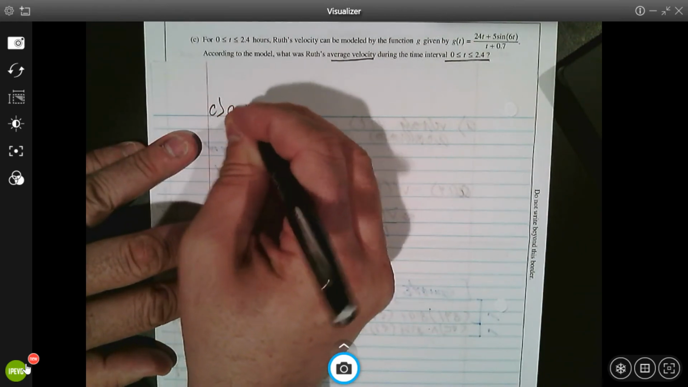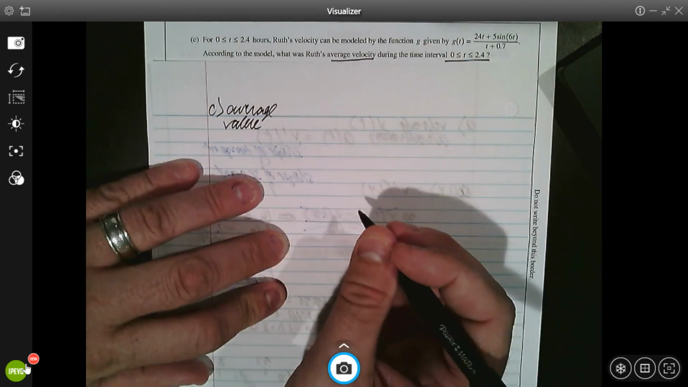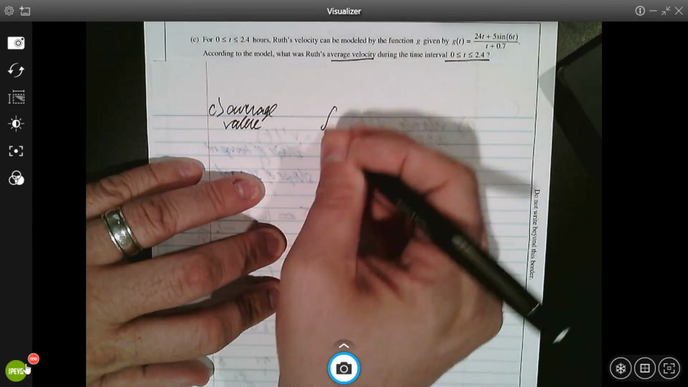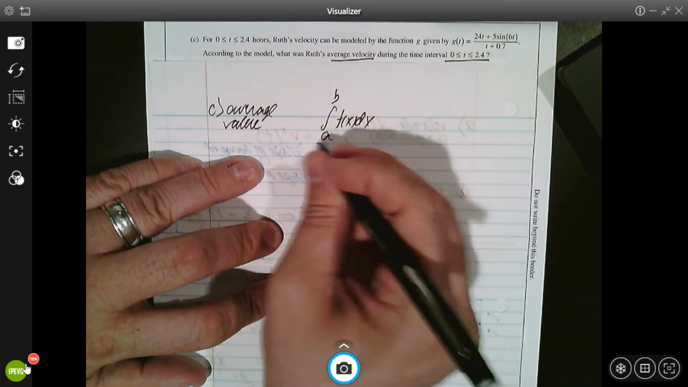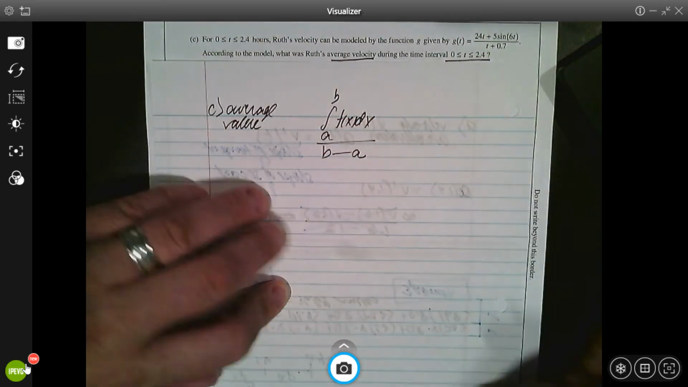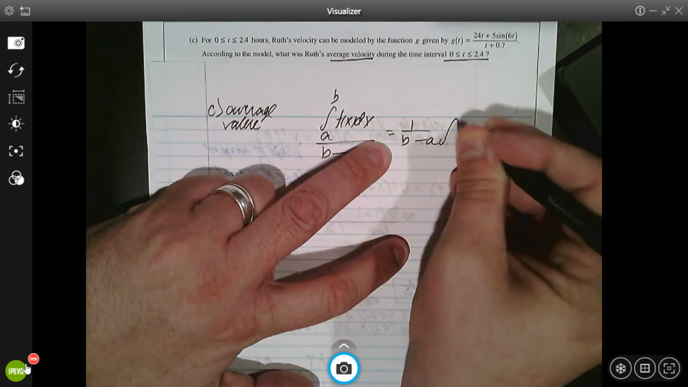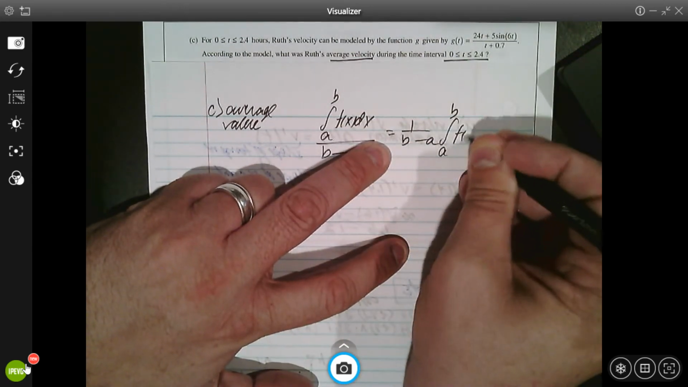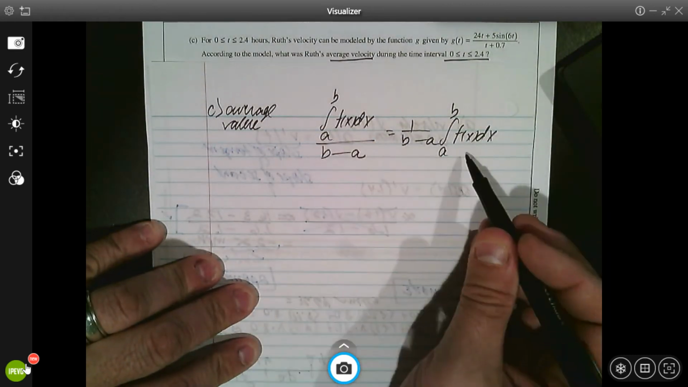Well, one of the things that you need to remember is that when you're going to find the average value of a function on a time interval, you're going to integrate the function on that interval, and then you're going to divide by the length of the interval. Some students like to think of this as 1 over b minus a, the integral from a to b of f of x dx. That's great. These are equivalent.